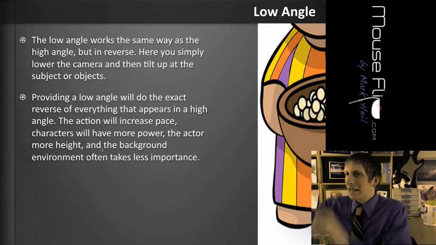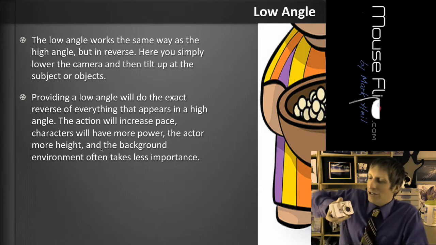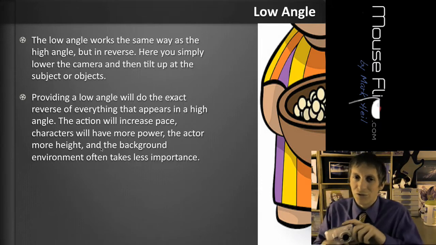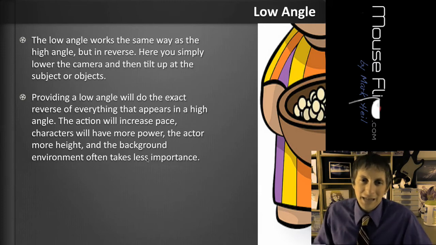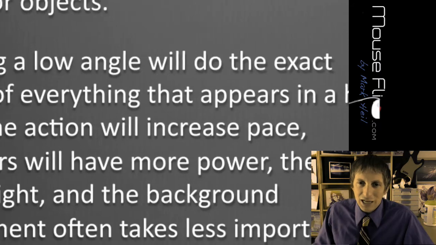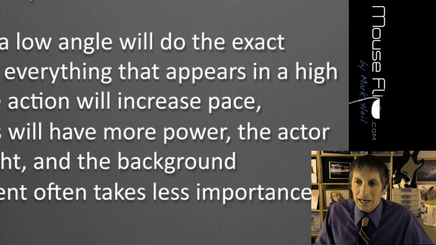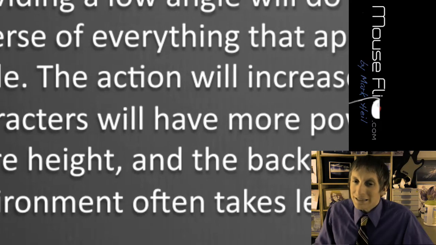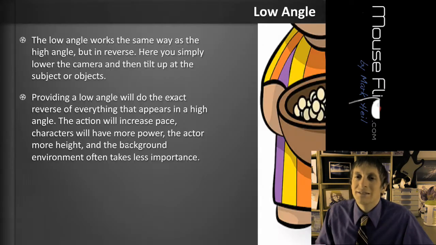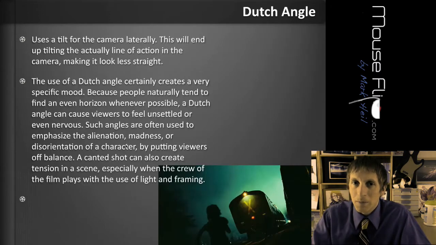It's basically taking the camera down, like below your waist, tilting the camera up a little bit, so you have a really good perspective of what you're filming. And that does the opposite. When you do that angle shot, the action will increase the pace, the characters will have more power, the actor has more height, and the background environment often takes less importance. So depending on what kind of shot you're looking for, you may want to try a low angle.